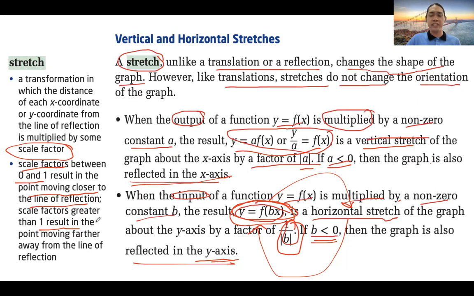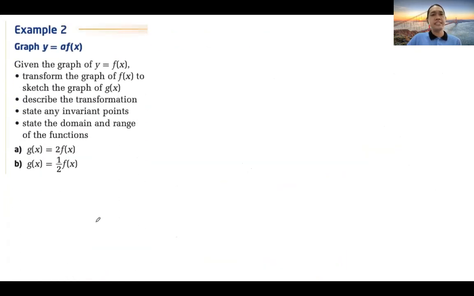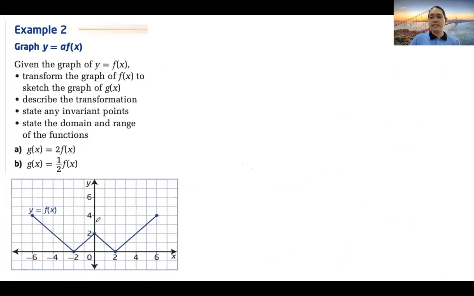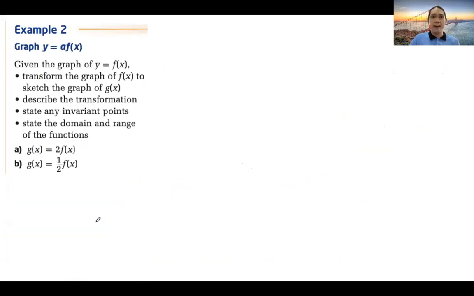Okay, so I hope we are clear about it. Now let's have an example. The example is y equals af of x. Remember this one? Yes, that is the formula of a vertical stretch. So I hope you are able to recognize this form as I mentioned in the previous slide.